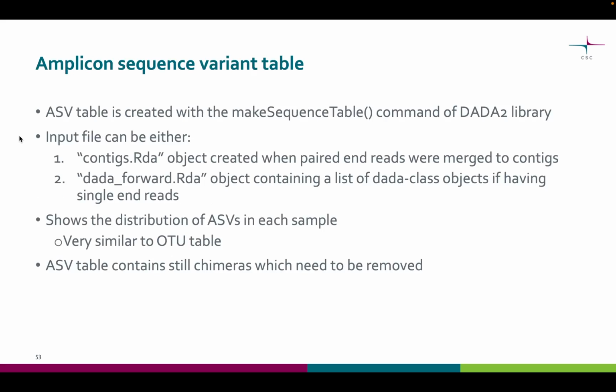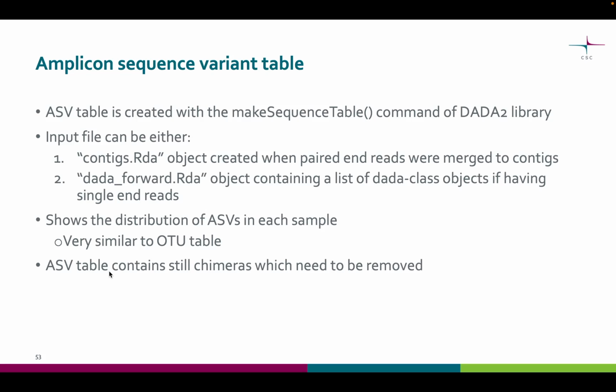So what is an ASV table and how to create it? In Chipster you can create it with the tool Make an ASV table and remove chimeras. It uses the makeSequenceTable command of the DADA2 library. As input you need to give either the RDA object, which was created when the paired end reads were merged into contigs with DADA2, if you have paired end reads, or if you have single end reads, you should use the object created with the sample inference tool, so the second one.